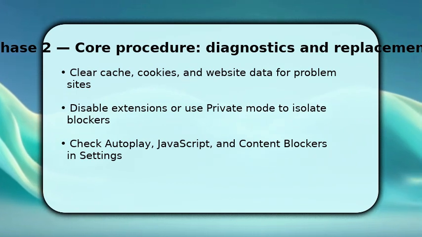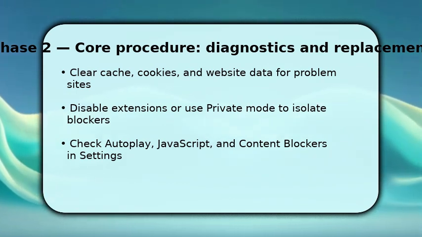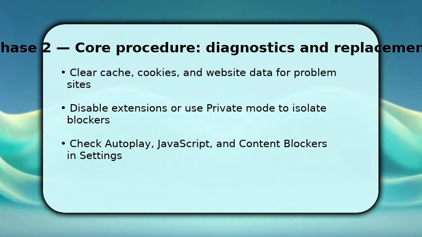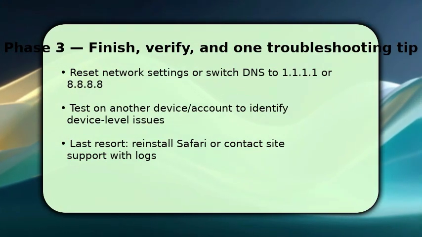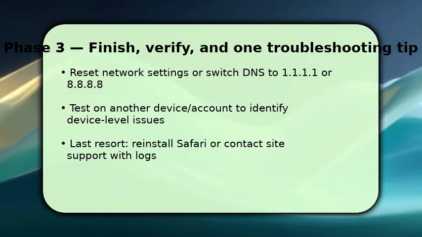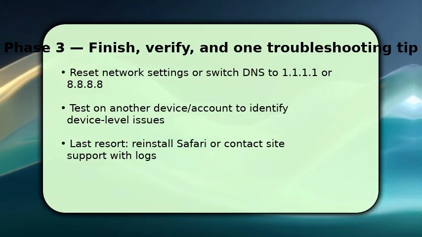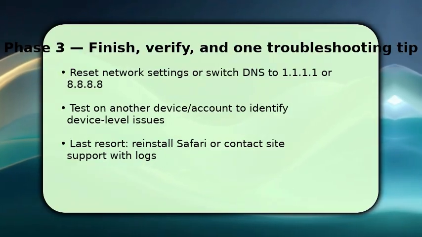Finish by verifying the network path and device level configurations. Switch to a different DNS like 1.1.1.1 or 8.8.8.8, or reset network settings if packets are blocked. This fixes routing and TLS handshake problems.